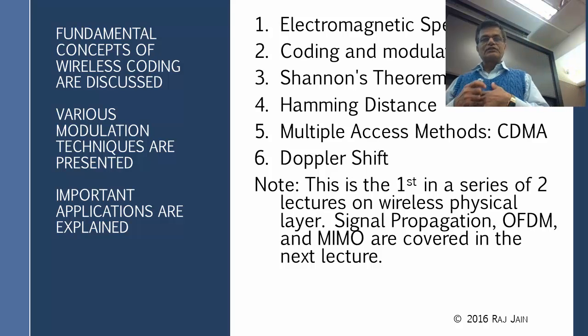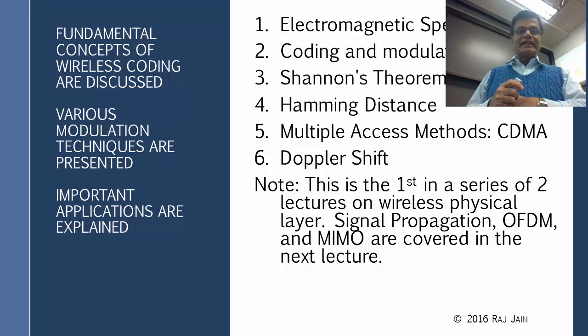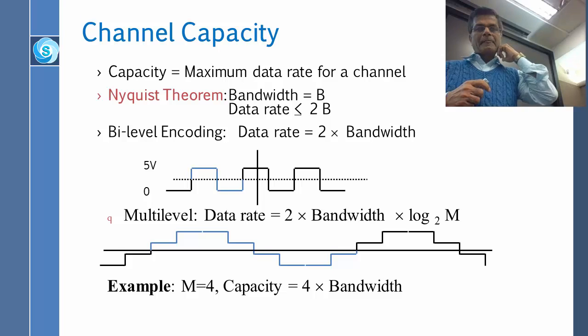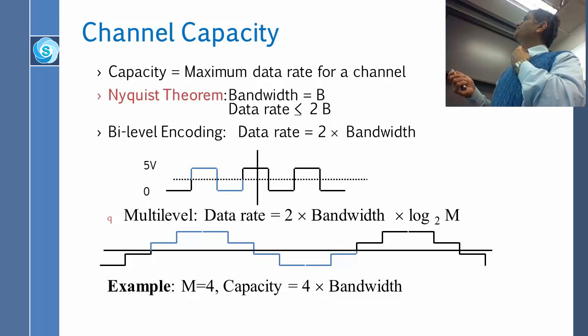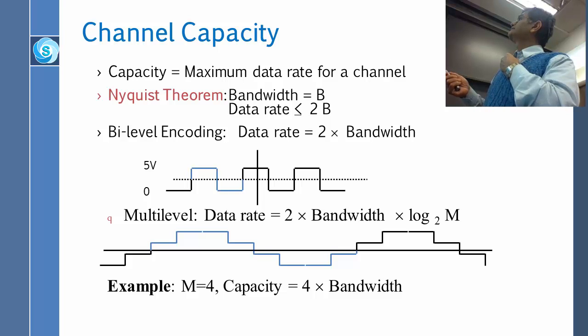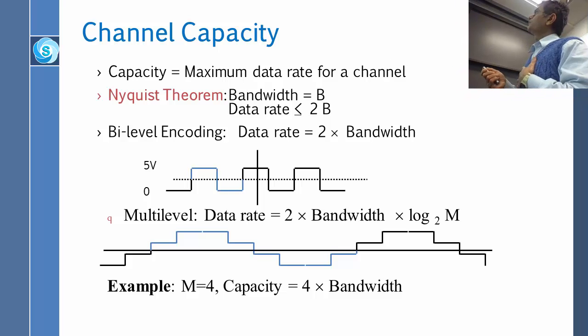Alright, so channel capacity: how many bits can you send? The Nyquist theorem says that if your bandwidth is B, your data rate has to be less than or equal to 2B. Your bit rate would be twice the baud rate.